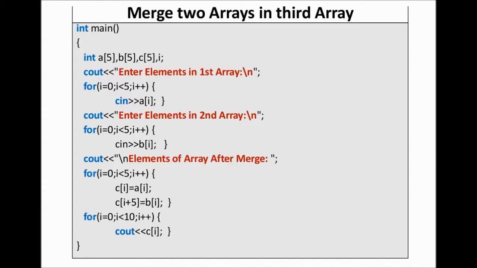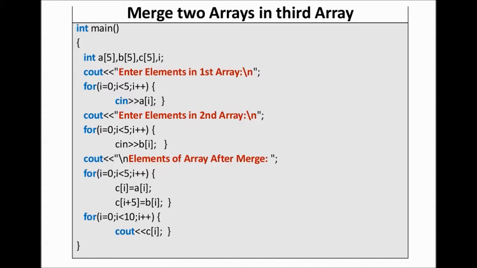We write cout enter elements in first array. Then we will use a for loop to enter the values in this array. We write for int i is equal to 0, i less than 5, i plus plus. Then in the body of the for loop we use cin object to enter values in this array. Then we use another statement for array b, and similarly we use another for loop to enter values in the second array.